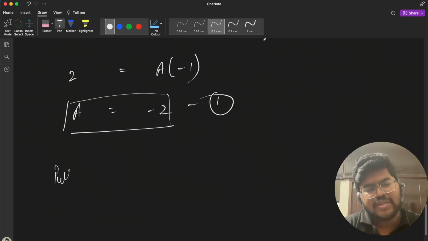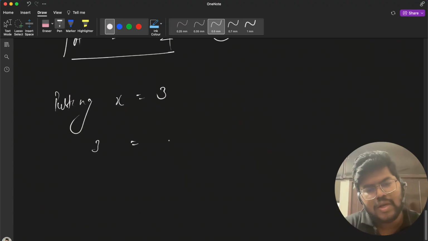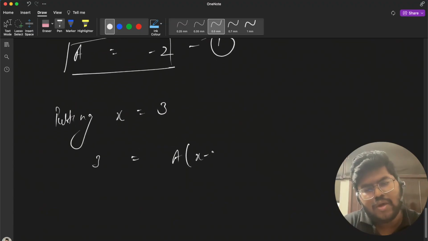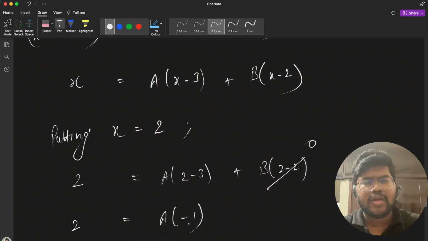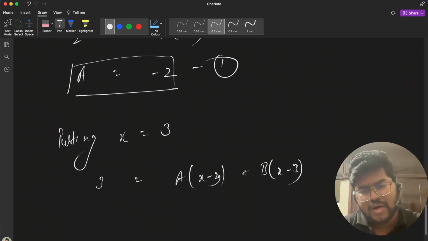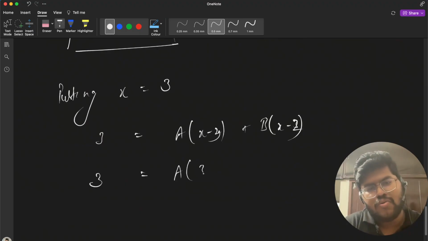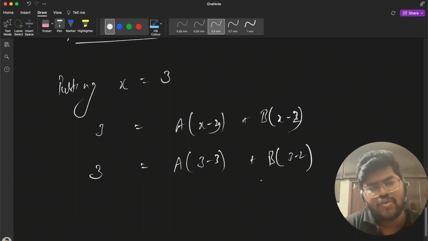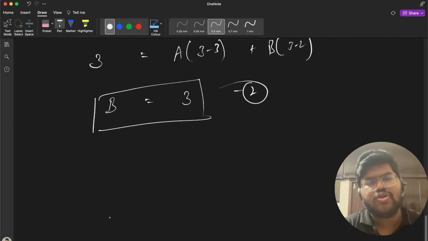Similarly, in the next step, putting x equal to 3. So we got x equals a times (x minus 3) plus b times (x minus 2). Putting x equal to 3, 3 equals a times (3 minus 3) plus b times (3 minus 2). So that is how we got b equals 3. So we have got the values of a and b.